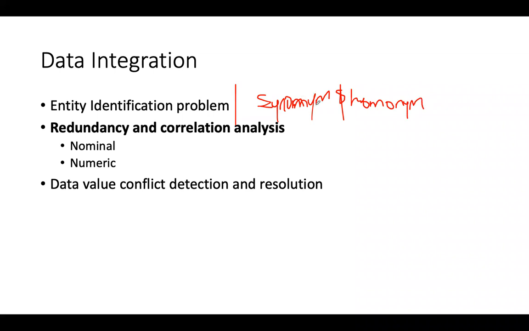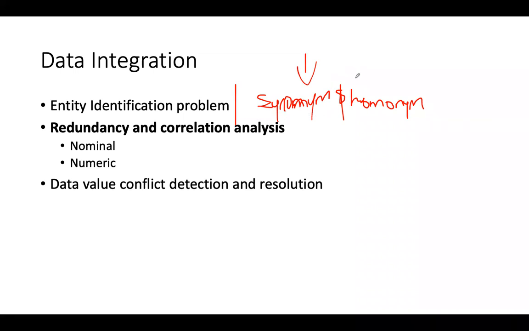So suppose you have two different employee numbers assigned to the same employee in different tables. That constitutes a synonym problem. Again, when you have different employee numbers assigned to the same employee in two different tables, that's a good example of a synonym problem.